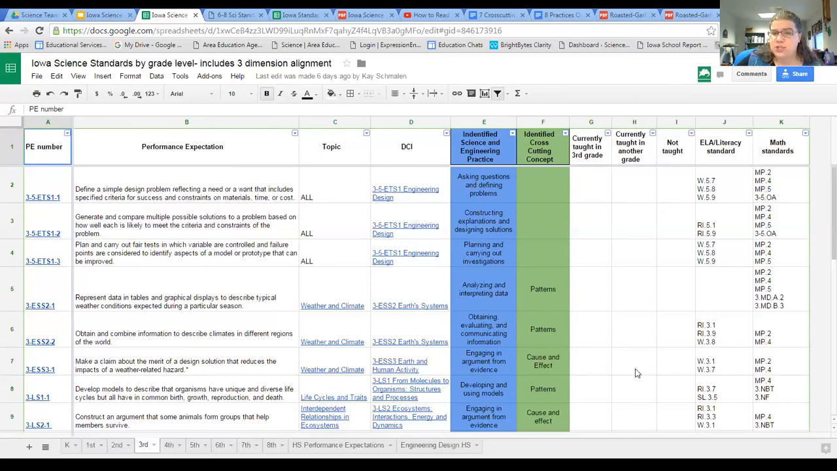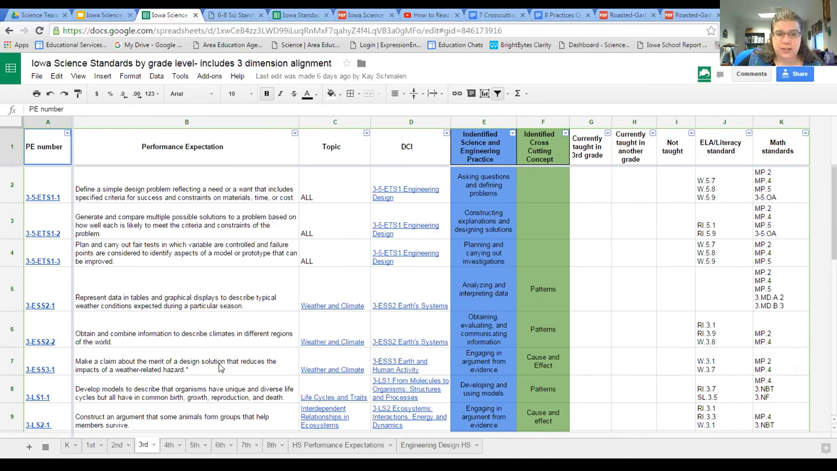You can use this as a checklist of saying, yes, I currently teach this in 3rd grade, or I don't teach it, but I know it might be in 5th grade, or this one isn't taught yet and we would need to have this added in by our 2018-19. Here are our connections to our English language arts standards and our connections to our math standards.